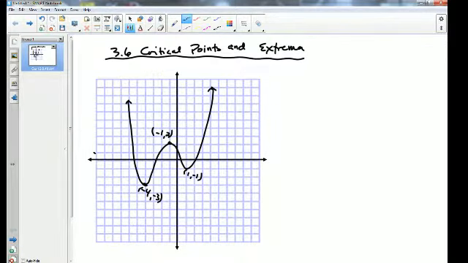Okay, so this might be something that you see. You'll be asked to identify the extrema. So it might say, identify the extrema of g of x.